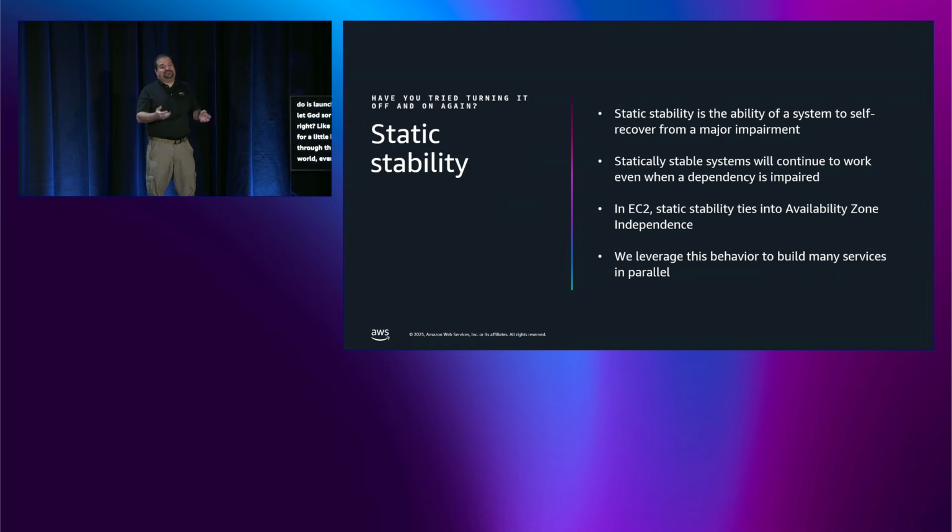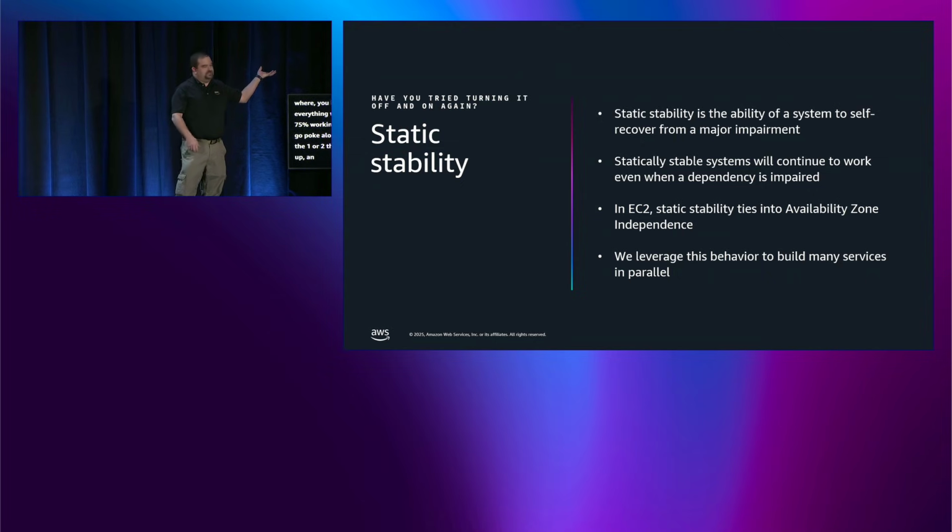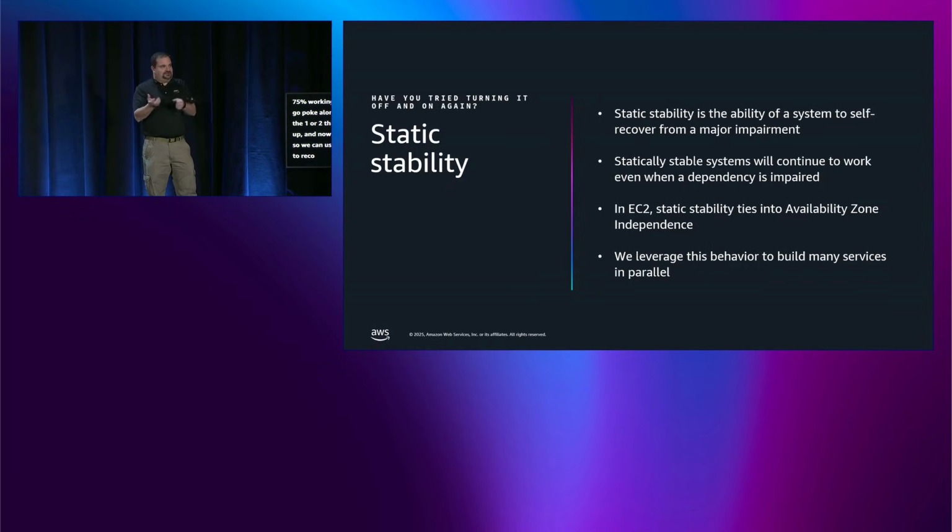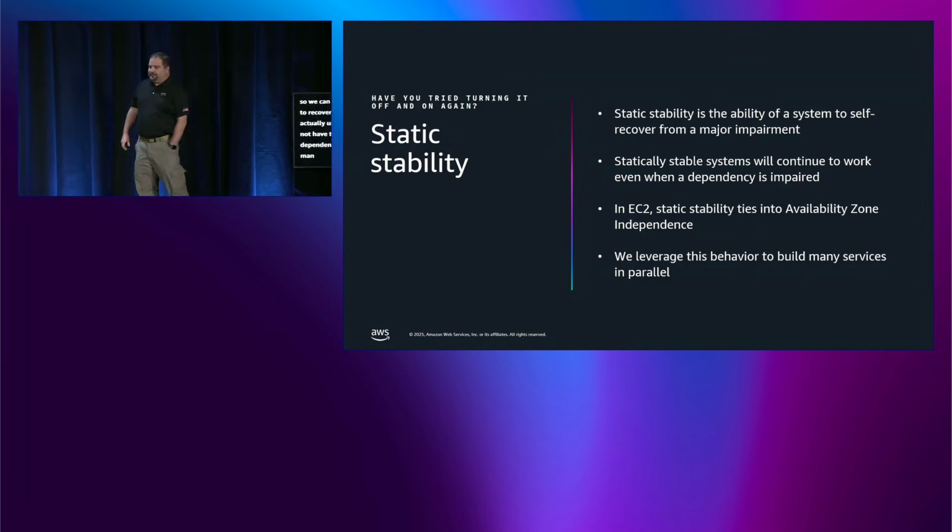In the more realistic scenario where maybe 75% of everything works, well, at least I got 75% working, and then I can kind of go poke along the API call path, fix the one or two things that didn't come up, and now everything is working. So we can use this thing that we do to recover from major outages and actually use it to our advantage to not have to really get into granular dependency mapping and project management, and instead kind of go with the well, let's just do this in batches and let this thing figure itself out.